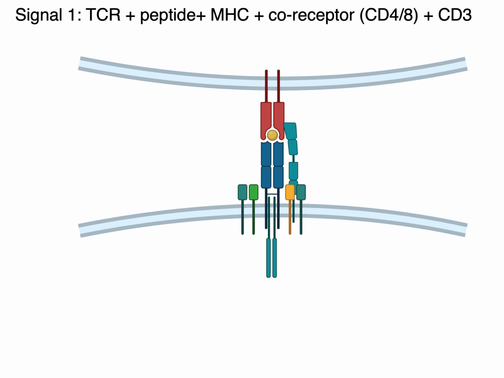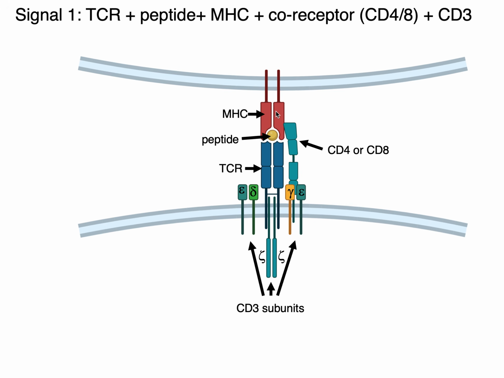So what are the signals that induce this cell division? Well, first, I want to talk about signal 1. Signal 1 occurs when a T cell receptor binds to an MHC presenting a peptide. But there's 2 other components of that signal that are important. One is the co-receptor, either CD4 or CD8, which is also part of this complex that binds into the MHC. And the other key component are all of these subunits that collectively we refer to as CD3. These are the subunits that actually deliver an intracellular activation signal to the T cell when the T cell receptor binds to an MHC peptide complex.